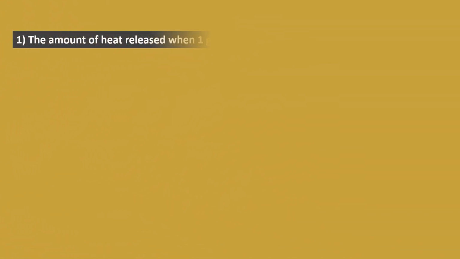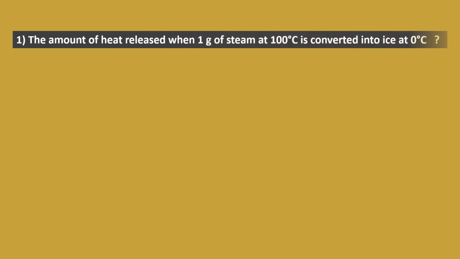The amount of heat released when 1 gram of steam at 100 degrees Celsius is converted into ice at 0 degrees Celsius. This problem has been given as a practice problem in part 1 of this video. However, I proceed by solving it. Here, given steam is at 100 degrees Celsius, it has to change into ice at 0 degrees Celsius. Now let us solve this problem.